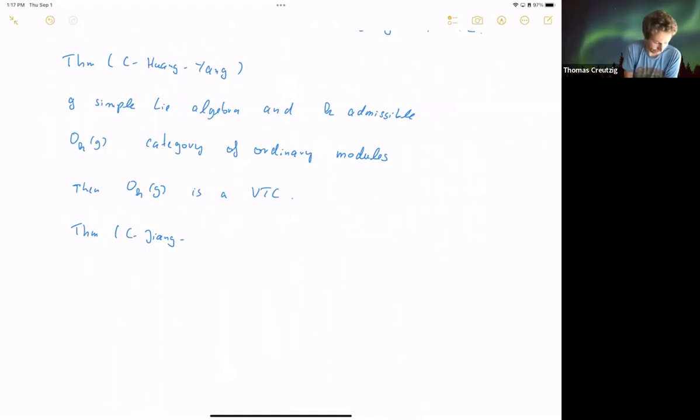Anyway, there was no theorem, except for the minimal models, that Virasoro modules have a vertex tensor category. And what's the structure of it? That the fusion rules are as physics predicted, and so on.